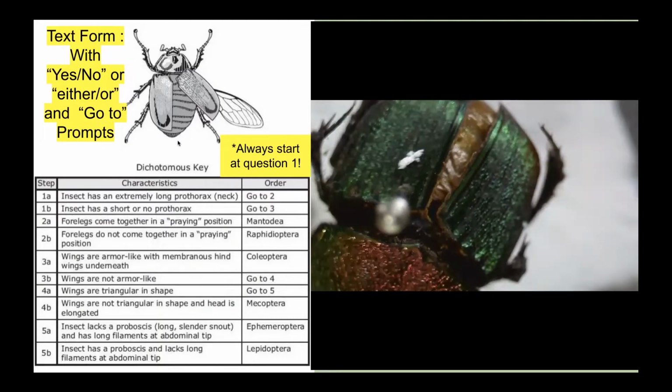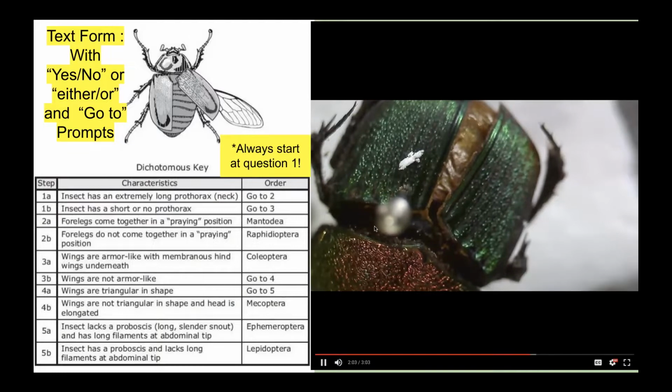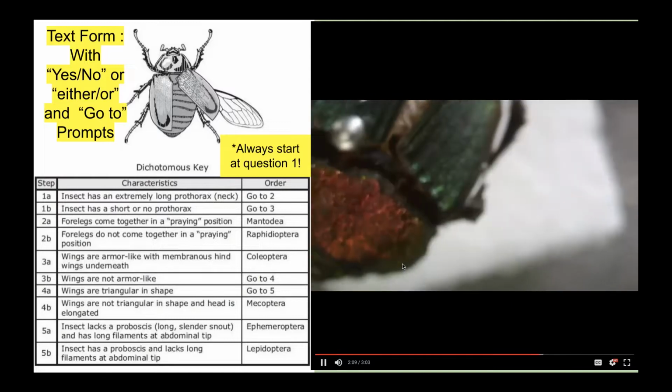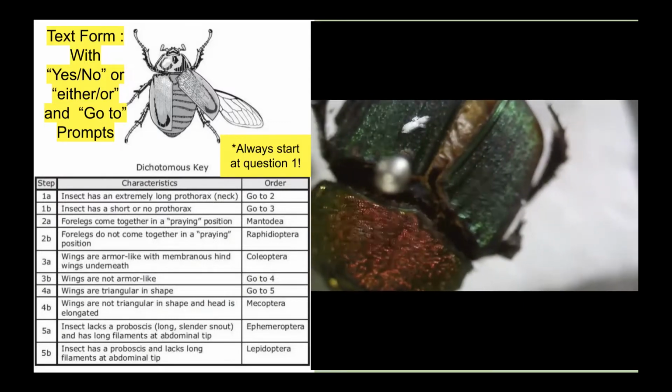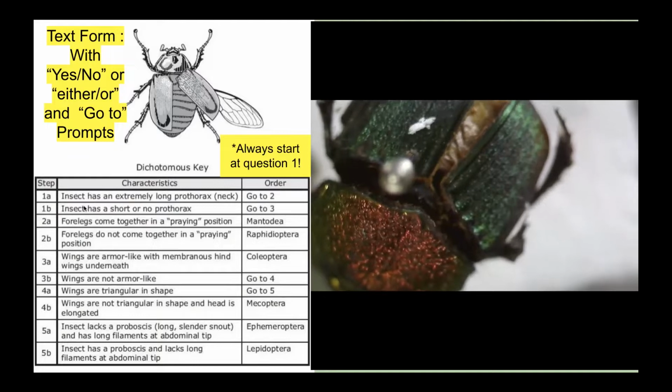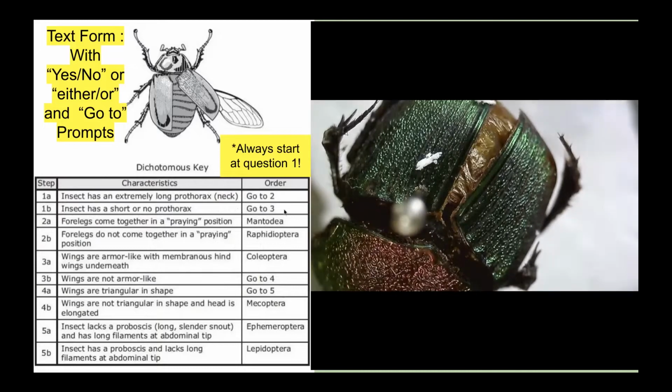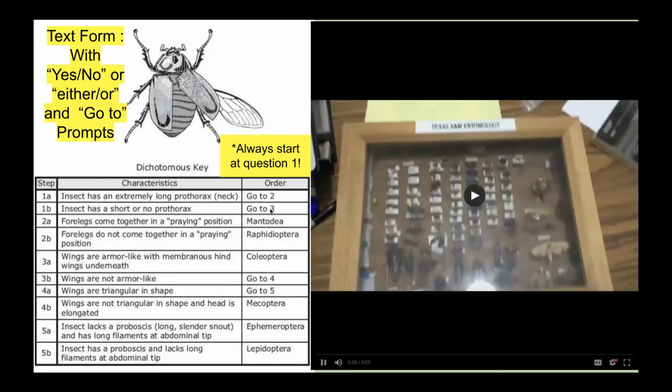So if we look at this picture here of our organism, or if we look at our video, we can tell that our organism has a very short or no prothorax. So that is the option that we're going to choose. And if we go along the line, our command says go to question 3. So we're going to go to question 3. Question 3 has 2 more options. The first option is the wings are armor-like with membranous hind wings underneath, or the wings are not armor-like.